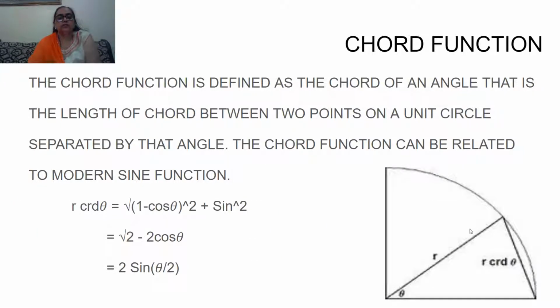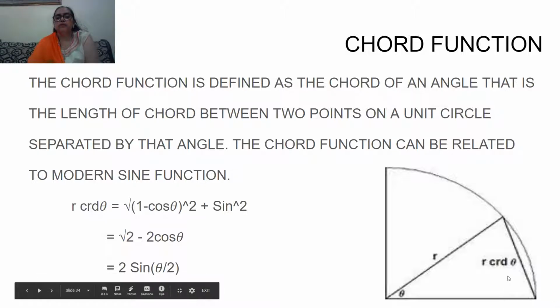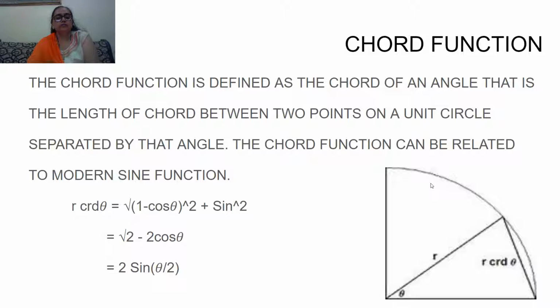What is a chord function? The chord function is defined as the chord of an angle, that is, the length of the chord between the 2 points on the unit circle separated by the angle. The chord function can be related to the modern sine function. Chord length crd theta is equal to root of (1 minus cos theta) the whole square plus sine square theta, that is equal to root of 2 minus 2 cos theta, that is equal to 2 sine theta by 2.